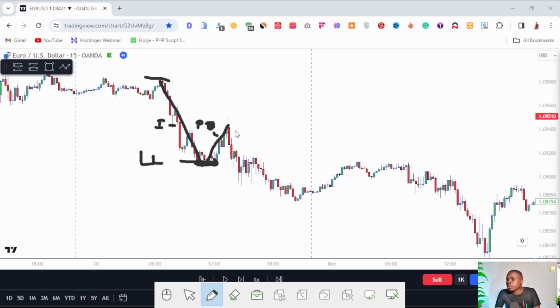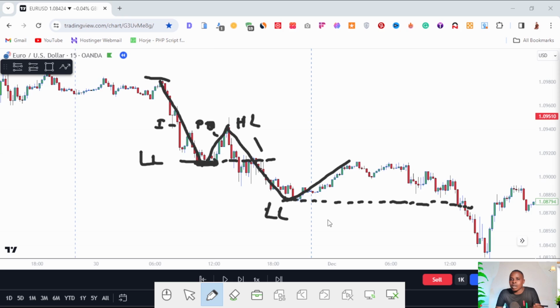If the market moves and breaks past this, it means we are continuing the downtrend, and it creates what is called a higher low. Now, it goes to this zone and it starts to pull back right here. Whatever happens here doesn't concern you. All you are waiting for is for the market to come back down and break this lower low. That's how you confirm that this is a continuation trend.